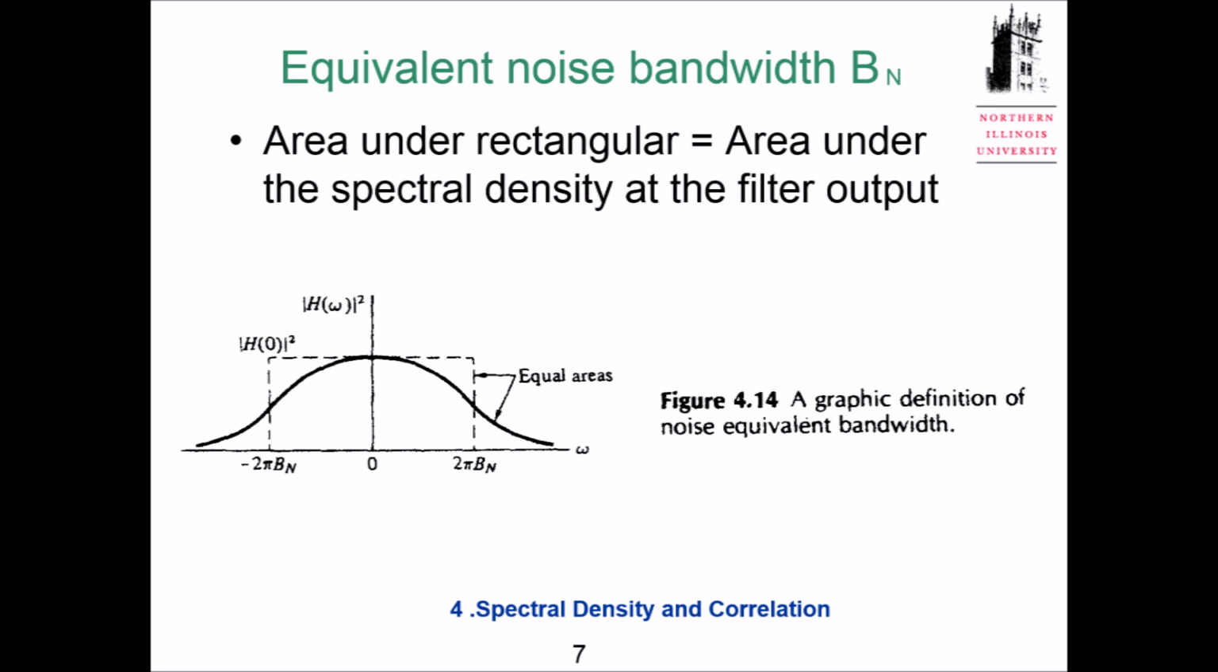So we call the bandwidth of this ideal low pass filter Bn, the noise equivalent bandwidth of my real system. So this is the real one, right? This is the ideal one, and we use the ideal one's bandwidth to express my real system bandwidth. The condition is they have the same power. So the black one should be the same as the red one.